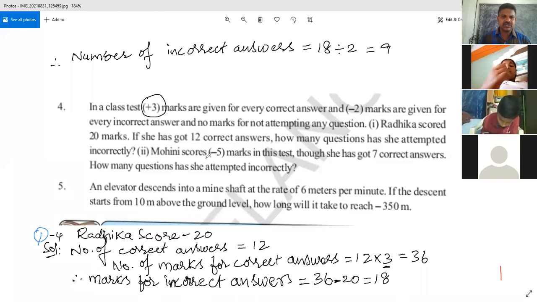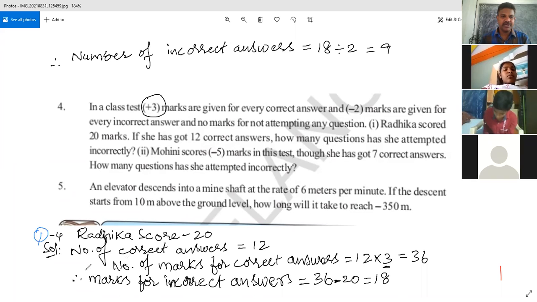Mohini scores minus 5 marks in this test, though she has got 7 correct answers. How many questions has she attempted incorrectly? Radhika attempted 9 incorrect answers. But here Mohini scores minus 5 marks in this test, not positive. Negative marks she got. Minus 5.